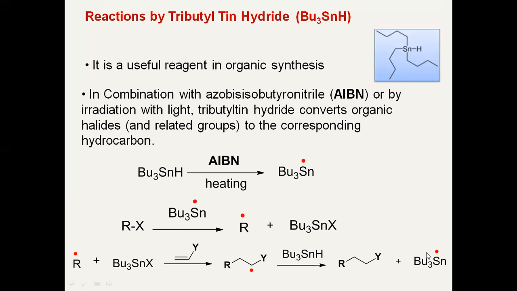This reactive intermediate reacts with another alkyl halide and again generates this one and this one. This alkyl radical reacts with the olefin, and after addition, it generates another new radical that abstracts a hydrogen from the tributyl tin hydride reagent, and this chain continues. This is a very simple and widely accepted mechanism of how tributyl tin hydride functions.